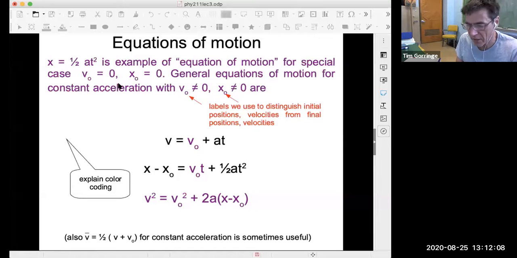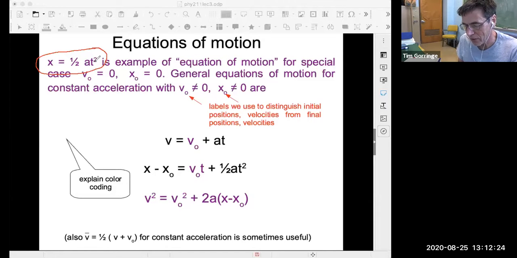Well, we actually have just derived an equation of motion. We figured out the distance traveled is 1/2 the acceleration times the square of the time for a falling object. And that's an example of an equation of motion. So nothing magic or mysterious really about equations of motion. They're just equations relating things like acceleration, velocity, distance, time. This one is a special case equation of motion.